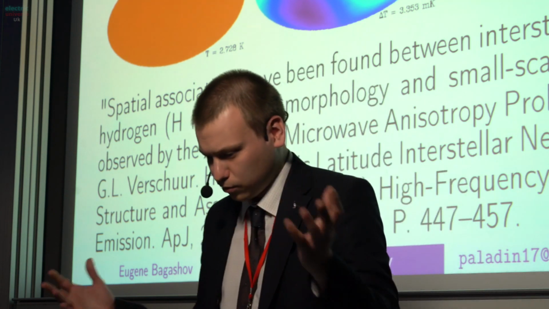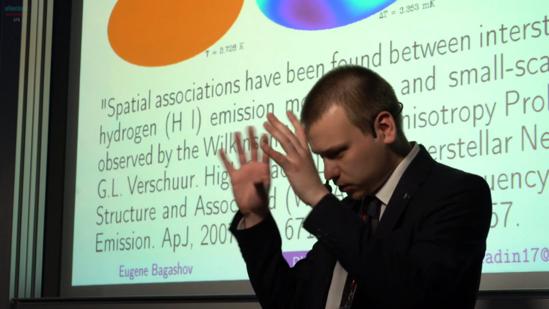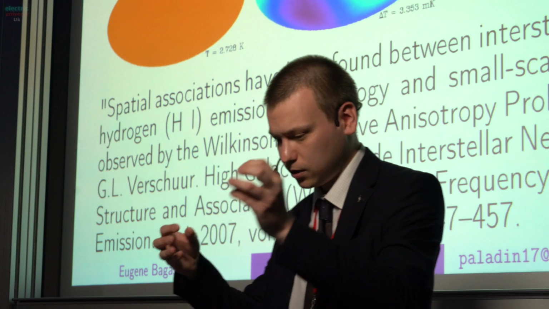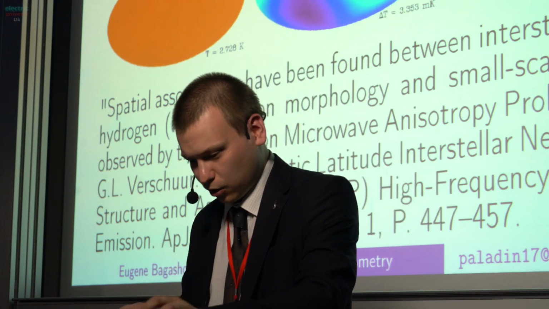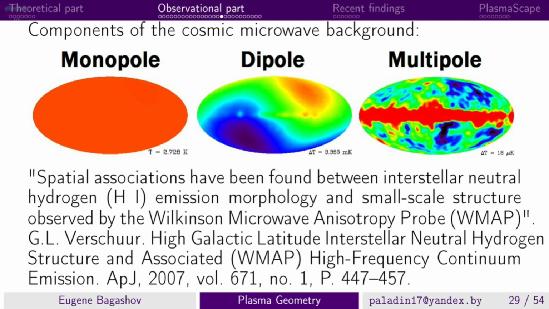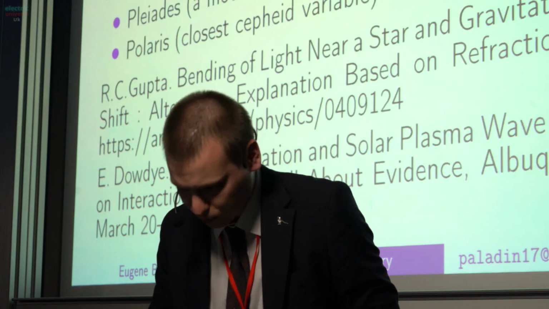And the same thing can be said about the multipole. Maybe you've heard about Gerrit Verschuur, who has found that the multipolar component, at least in some portions of the sky that he actually studied, corresponds to neutral hydrogen emission morphology. So these multipolar specks that we observe might actually be related to some interstellar clouds or something like that, and not cosmology. So that's another thing we might use as observational data.